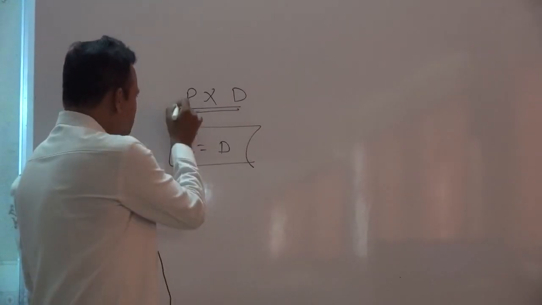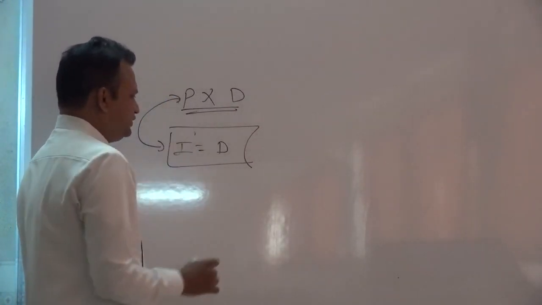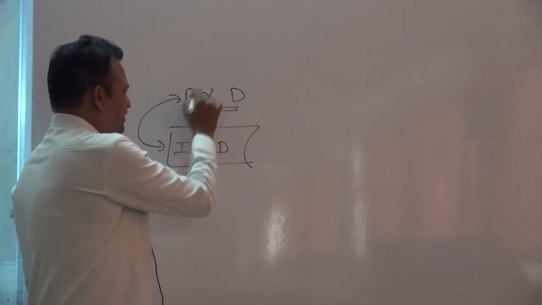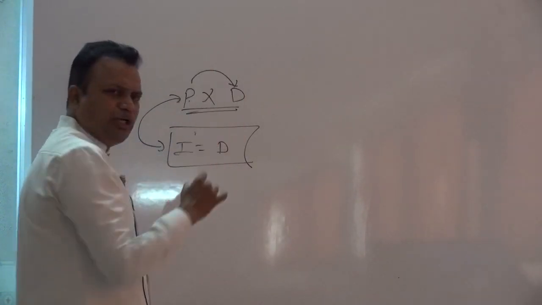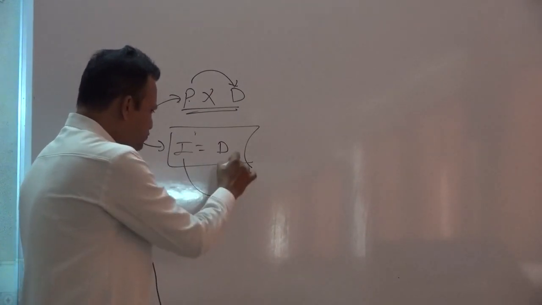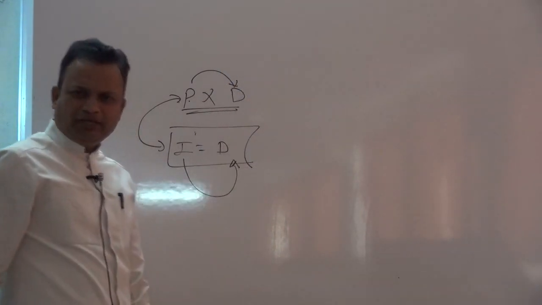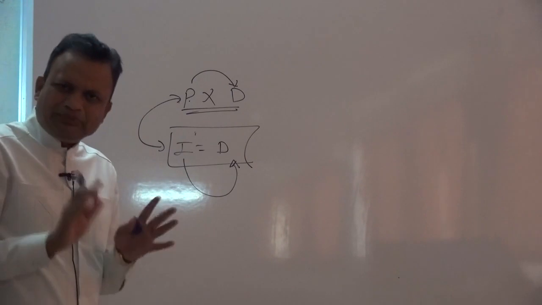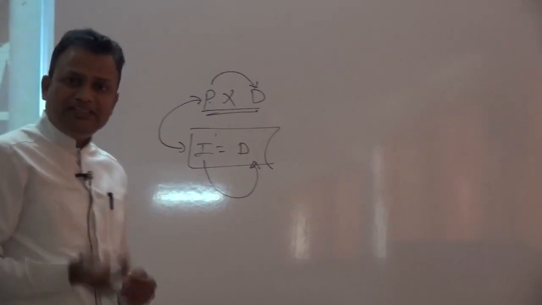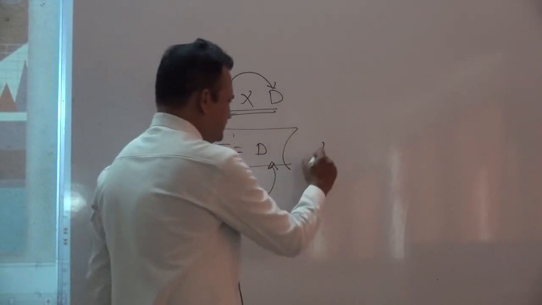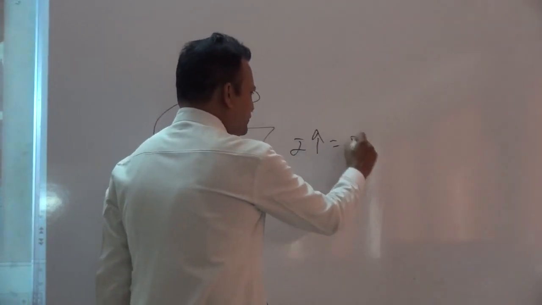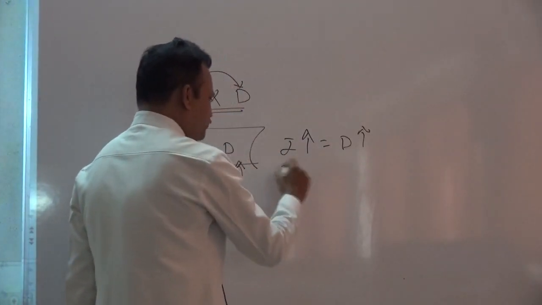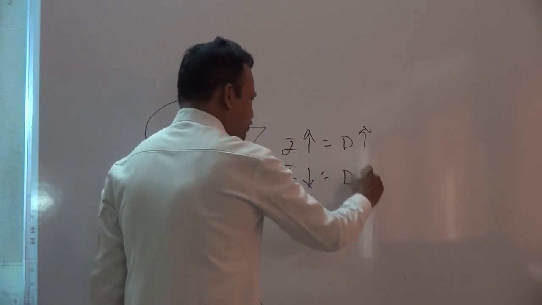Okay, there is a little difference between these two. Price is inversely related with demand, but income is positively related with demand. A positive relationship between income and demand means if income rises, demand also rises. If income falls, demand also falls.